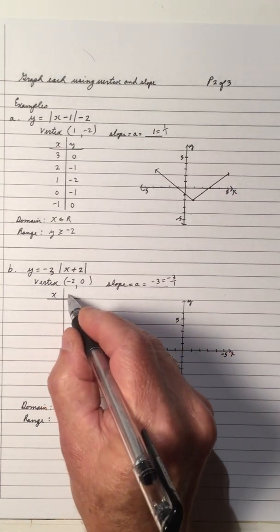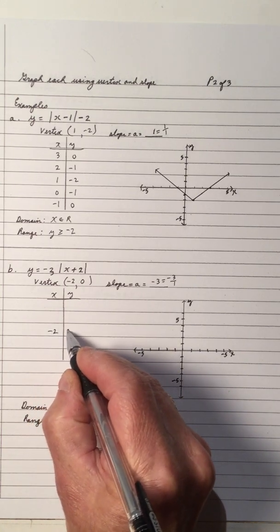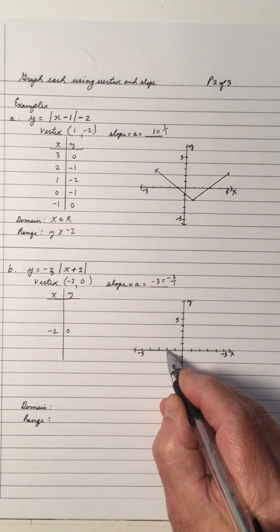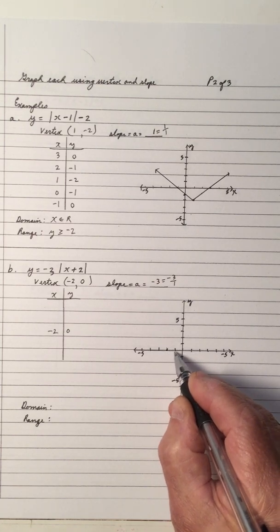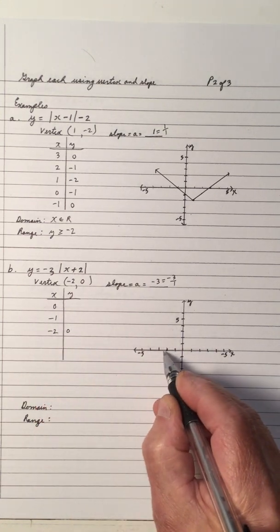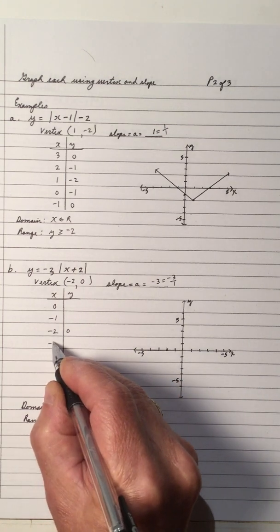Okay, let's do a table of values on this graph. Again, we put the vertex in the middle. That's negative 2, 0. Negative 2, 0 is right there. So we'll pick two numbers to the right, which are negative 1 and 0. And we pick two numbers to the left, which are negative 3 and negative 4.